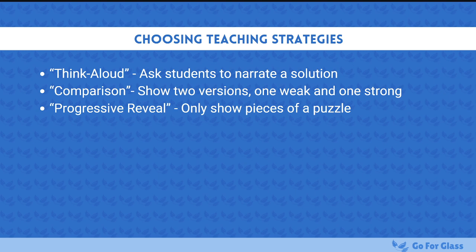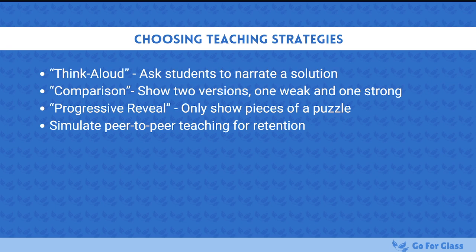Additionally, you could use a progressive reveal. For example, this would be showing just the first part of a financial projection and then asking the student, what do you expect to come next? Why? Furthermore, even if you're mentoring one-on-one, you can simulate peer teaching, which has proven benefits to learning retention. Consider asking, how would you explain this to a student 2 years younger than you?